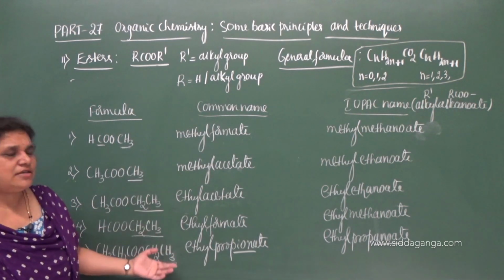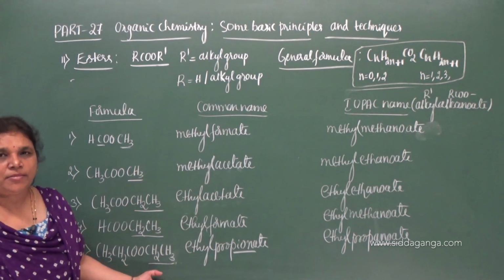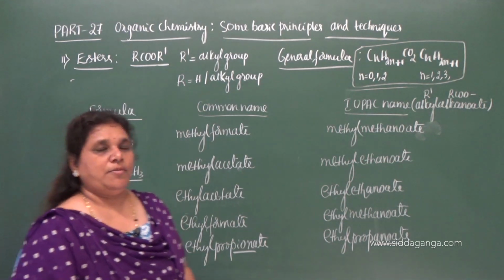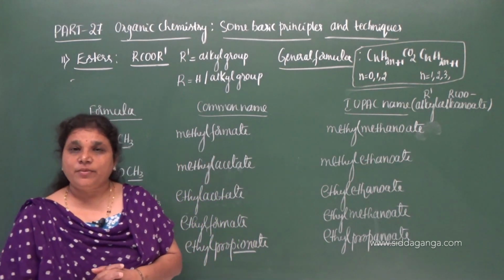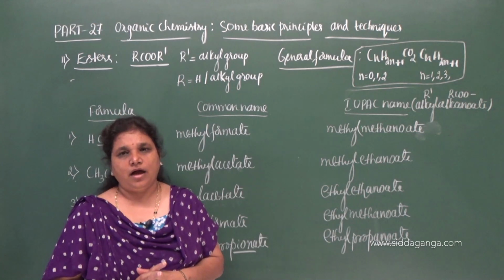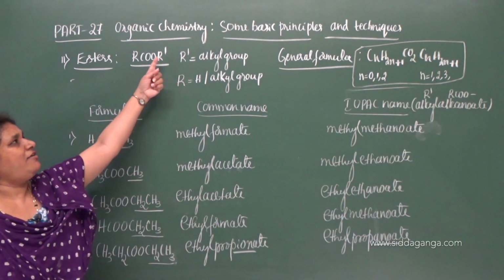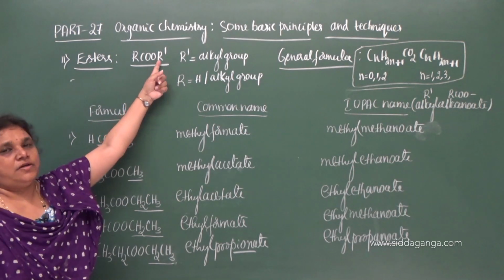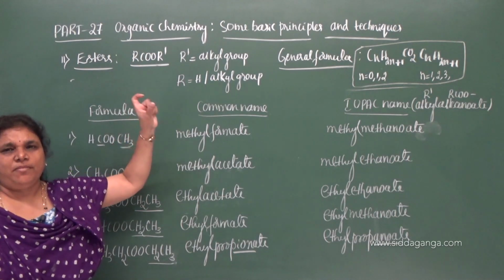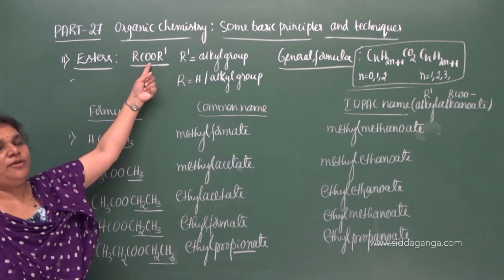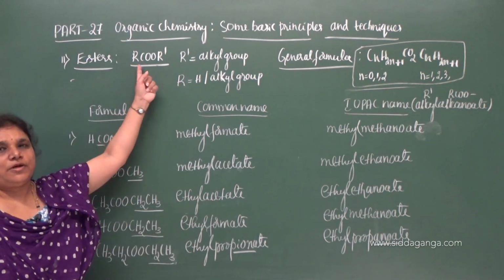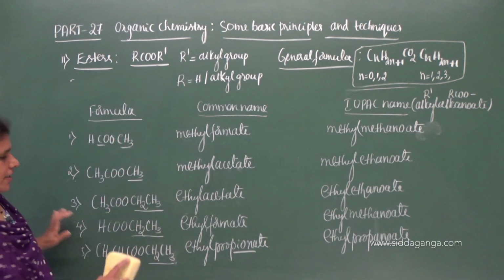So on the basis of the IUPAC name and the common name of carboxylic acids, we need to derive the common name and the IUPAC name of esters, as they are the derivatives of them. Derivatives means the products of carboxylic acids and alcohols. So this is very important. First we need to name R dash. R dash is an alkyl group always, and this alkyl group is always from alcohol. And then we need to name RCOO. That RCOO is always from what? Carboxylic acids. Now write this down in a separate point.